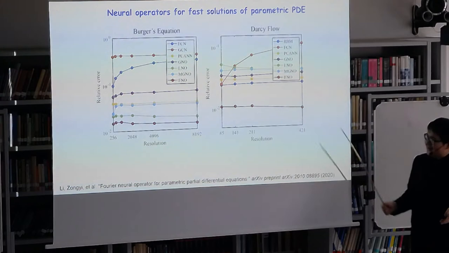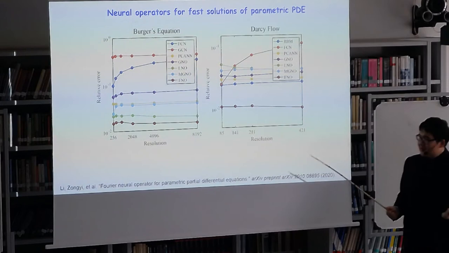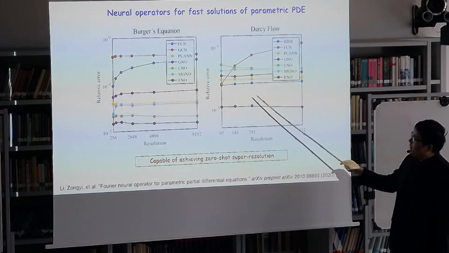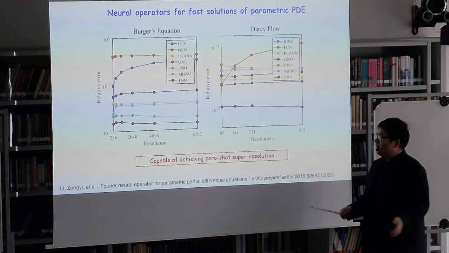And also the additional benefit of constructing this function-space learning method is that you get zero-shot super resolution, meaning that I only need to train my neural network at a specific resolution, and afterwards I can just use it on a finer mesh or coarser mesh without the requirement to retrain it.